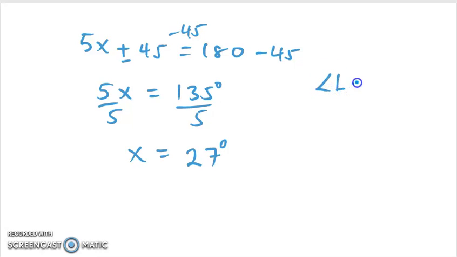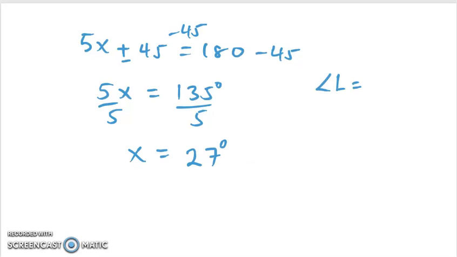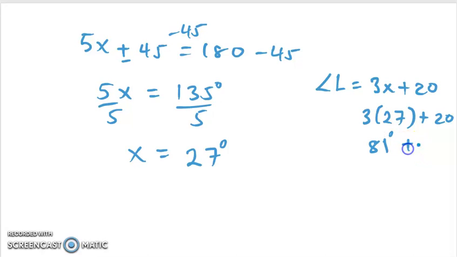So angle L was equal to 3x plus 20. Okay, so that was 3x plus 20, but we know that x is 27 now, plus 20. 3 times 27, that is 81 degrees, plus 20, which is equal to 101 degrees. That's angle L. What about angle N?